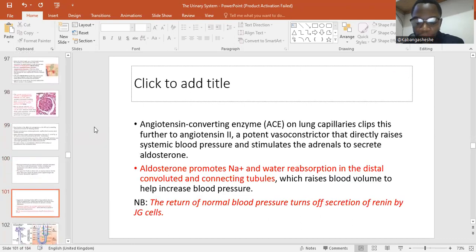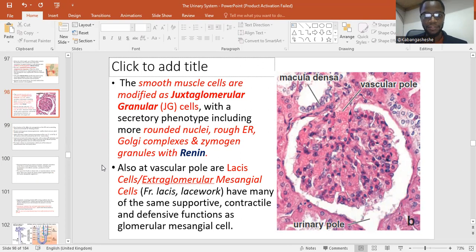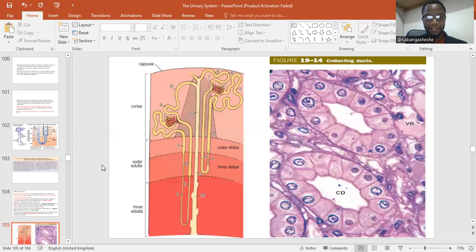Okay, so we call that the juxtaglomerular apparatus. The macula densa are able to pick up the osmolarity of blood. Then the juxtaglomerular cells secrete renin. And then we see that there is conservation of water and vasoconstriction.